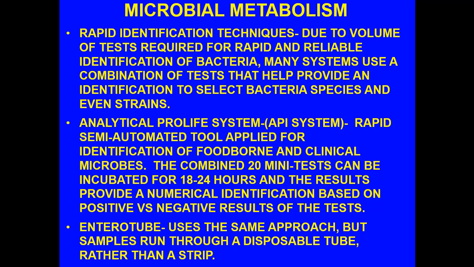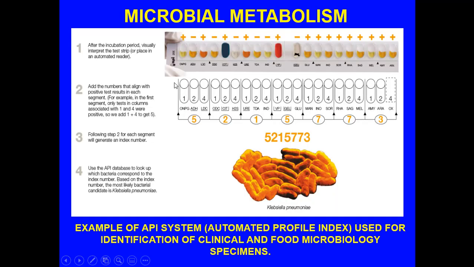You incubate them for 18 to 24 hours, and the results provide a numerical identification based on positive versus negative results of the tests. Each one of the microbes has a particular numerical identification. We'll get into that in a second. The other one is called an enterotube, and this is using the same approach, but the samples are run through a disposable tube rather than a strip. To help you to see this now, here is the API system.